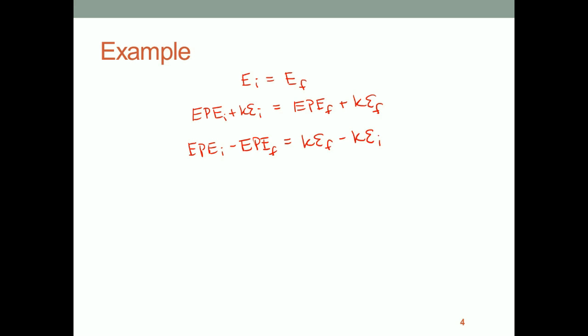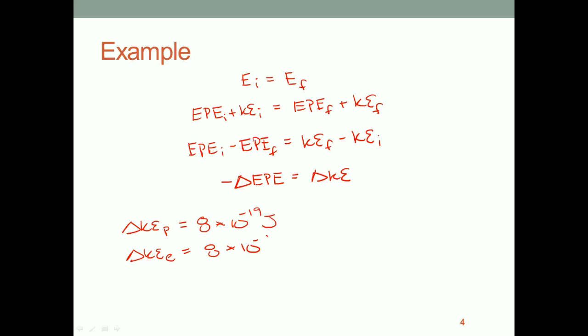So the initial electric potential energy minus the final electric potential energy equals the final kinetic energy minus the initial kinetic energy, which tells me that negative change in electric potential equals the change in kinetic, which means the change in kinetic energy for the proton will be a positive 8 times 10 to the minus 19 joules, and the change in kinetic energy of the electron is the exact same number, and in this case it is positive because you are gaining kinetic energy as you lose electric potential energy.